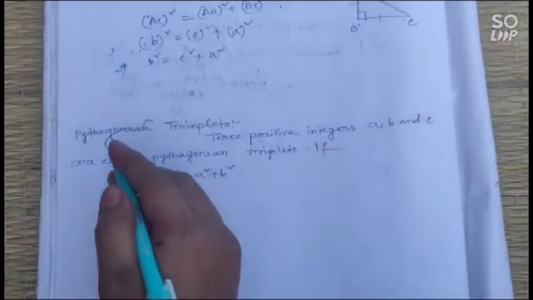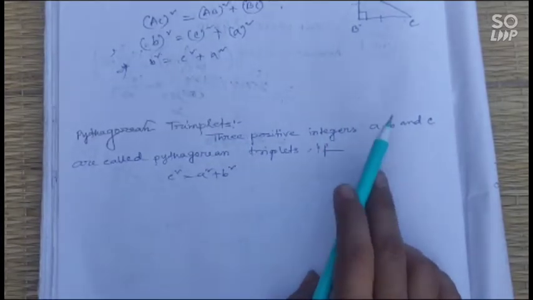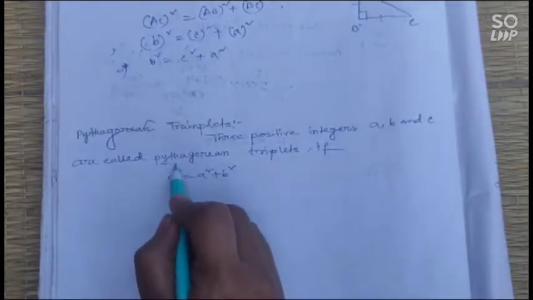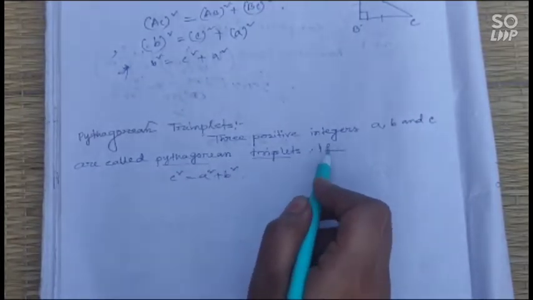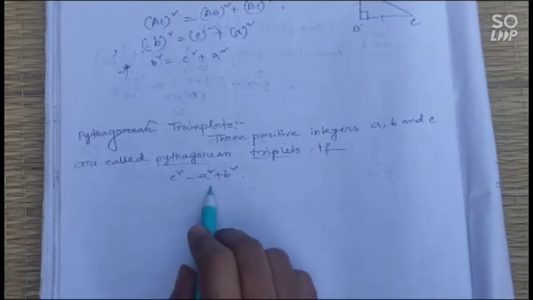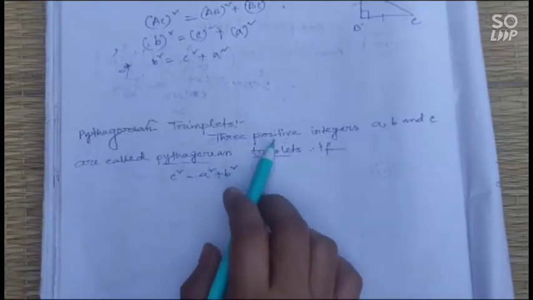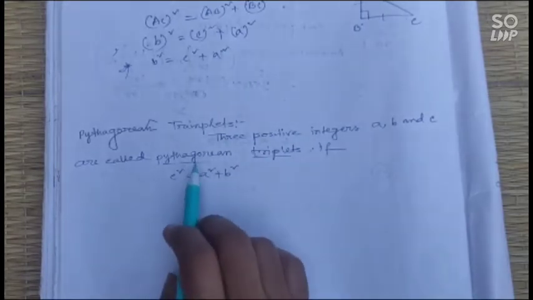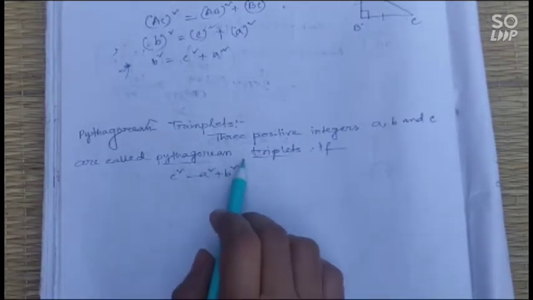Next we will learn about Pythagorean triplets. Three positive integers A, B and C are called Pythagorean triplet if C square equal to A square plus B square.